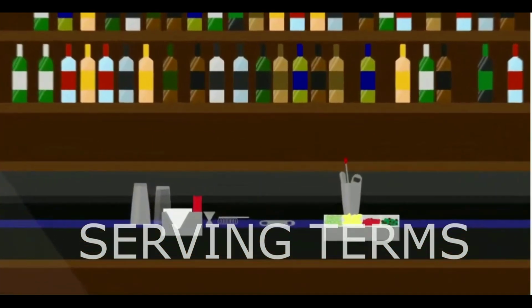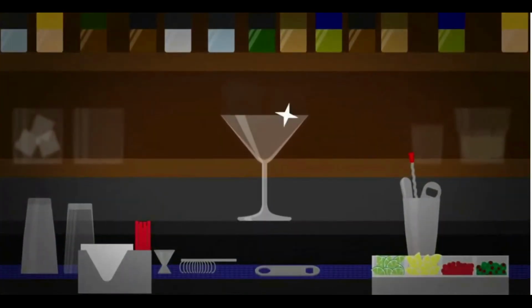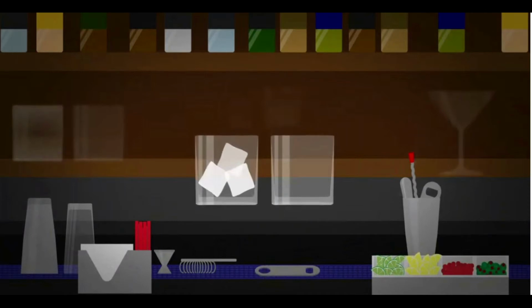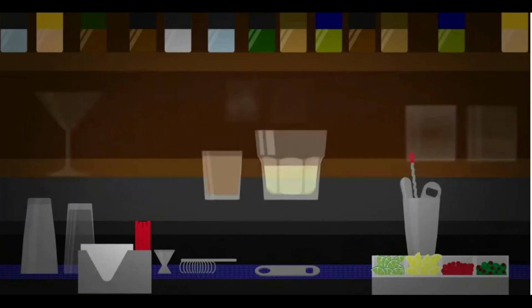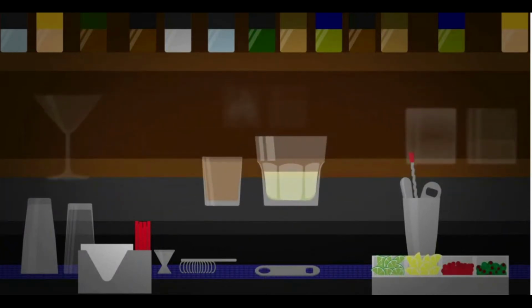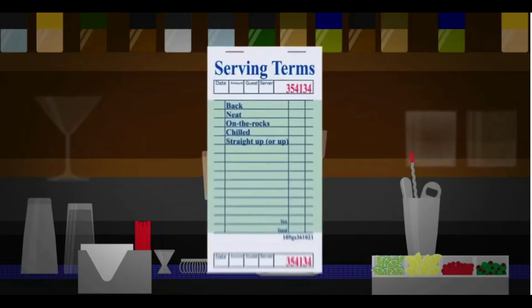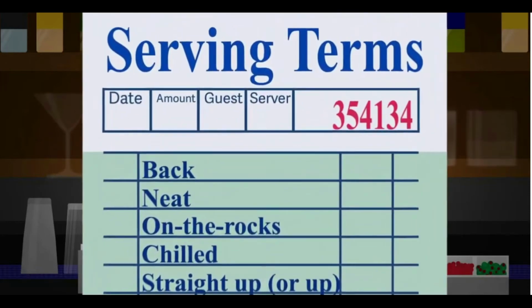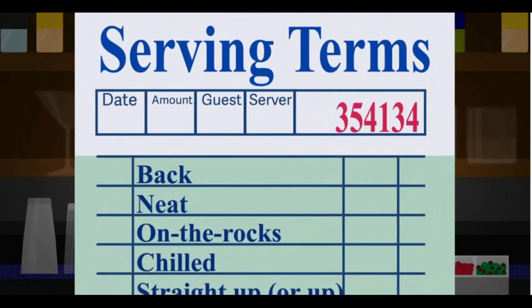Customers want their liquor served in a variety of ways. Sometimes they want it in a certain glass, with or without ice, chilled or at room temperature, or with a chaser on the side. And when they make these requests, they may use specific serving terms that you need to know as a bartender. The first term I'll be going over is back.